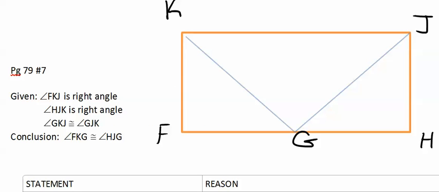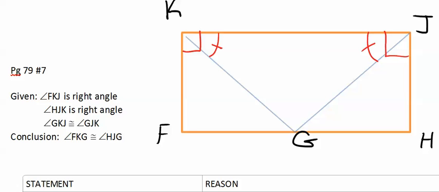Let's look at an example from page 79, number 7. We're given the following. FKJ is a right angle, and angle HJK is a right angle. We also know that GKJ and angle GJK are congruent. What we want to conclude is that angle FKG is congruent to HJG.